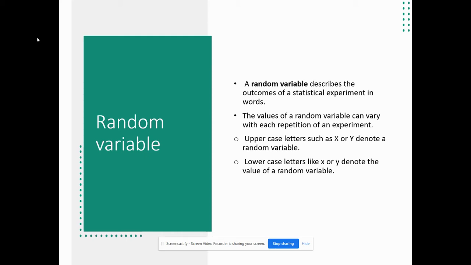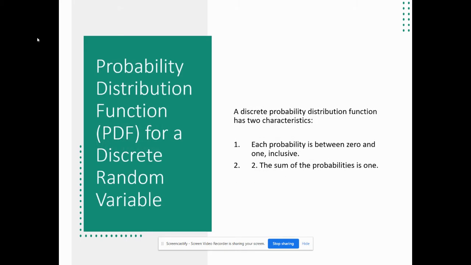So think about it this way. Uppercase talks about the variable itself. Lowercase talks about the value of that random variable. So if uppercase X is a random variable, then X is written in words and the small x is given as a number. Right.